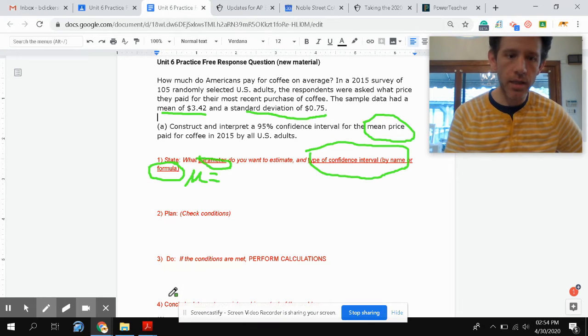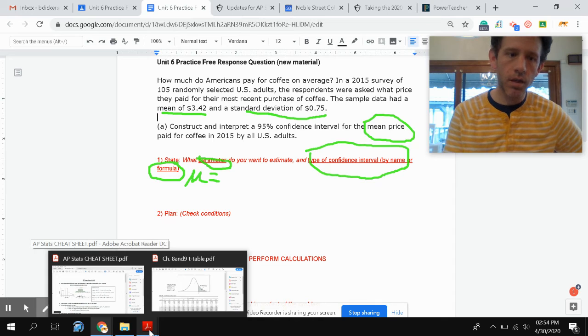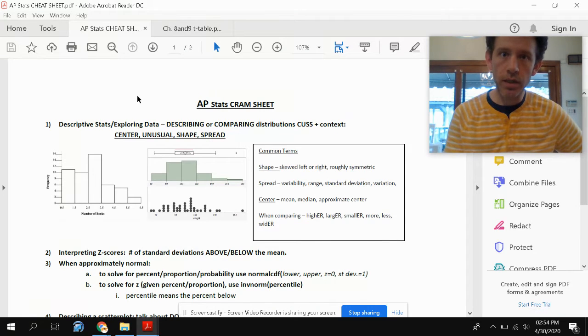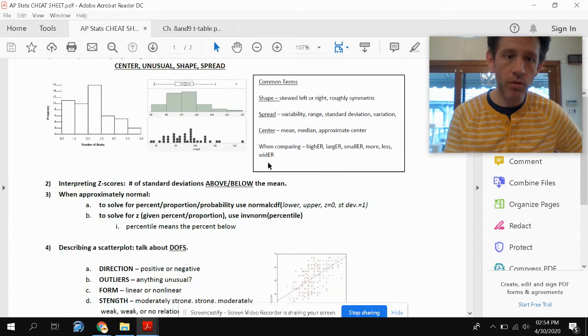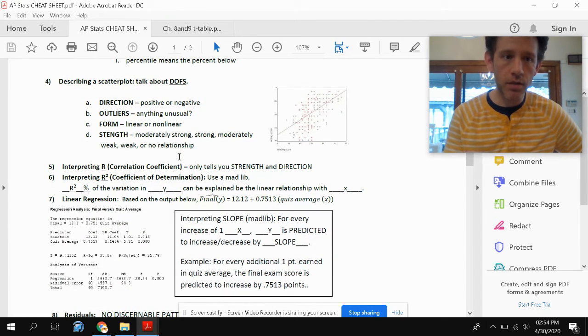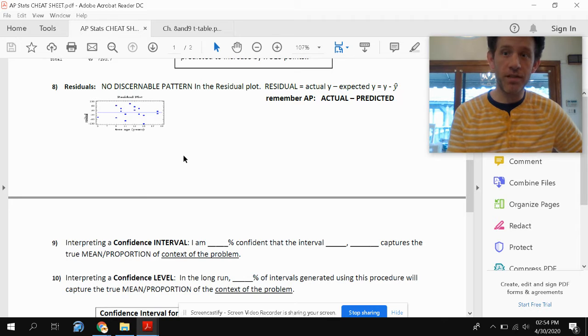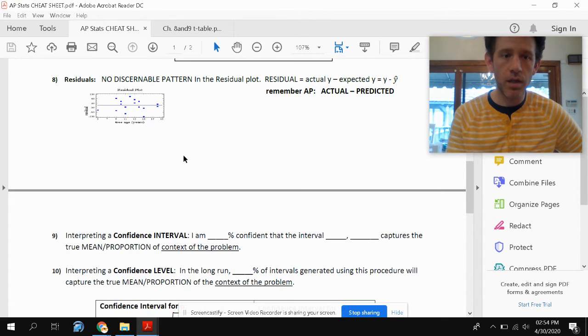Well, I've attached a cram sheet for you here on this post. It's a PDF, so if you want a Word document, just let me know. It's got some good stuff on Chapter 1 and Chapter 2. Chapter 3 stuff is here. We said duffs instead of doffs, but that's okay. You can use this. You don't have to memorize this paper anymore. You can actually use this. That's why I'm sending it out to you.